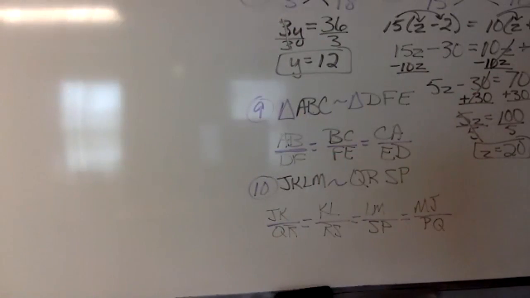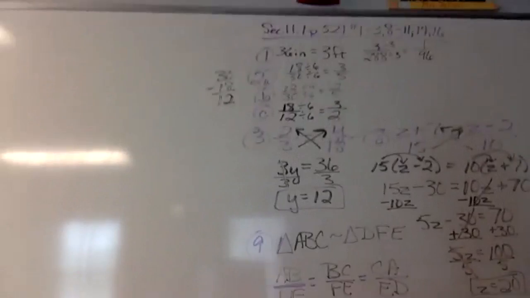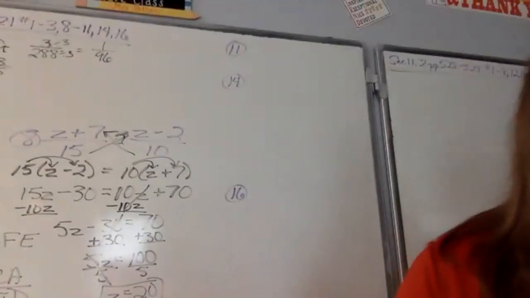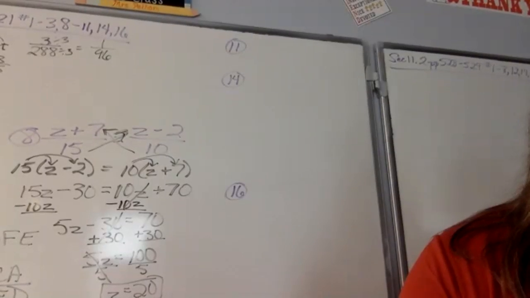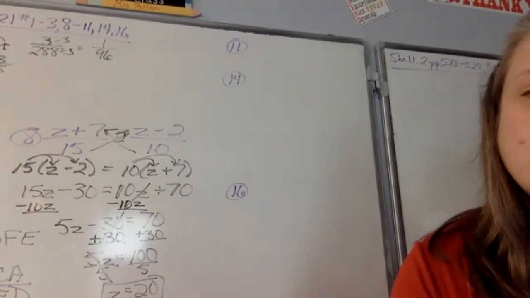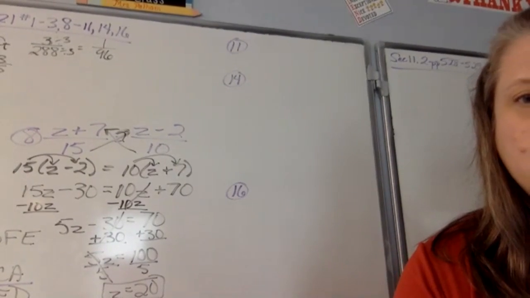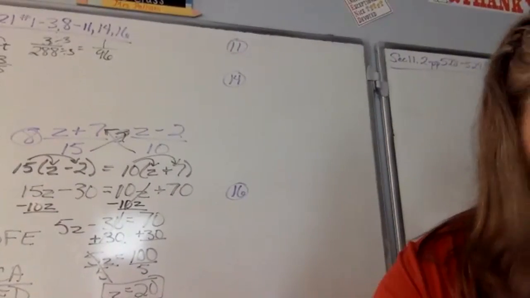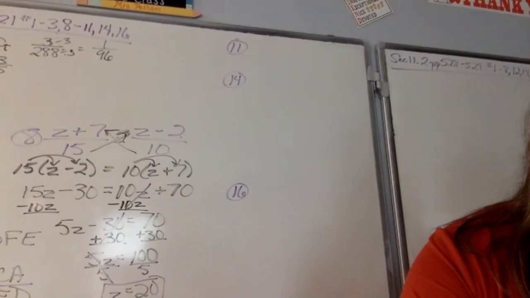Okay, we're looking at number 11 next. On number 11, it says, find the similarity ratio of the red polygon to the similar black polygon. So we're starting with the red polygon as our first one. So we're starting with the little one. So you look at it and you find a side that matches up.